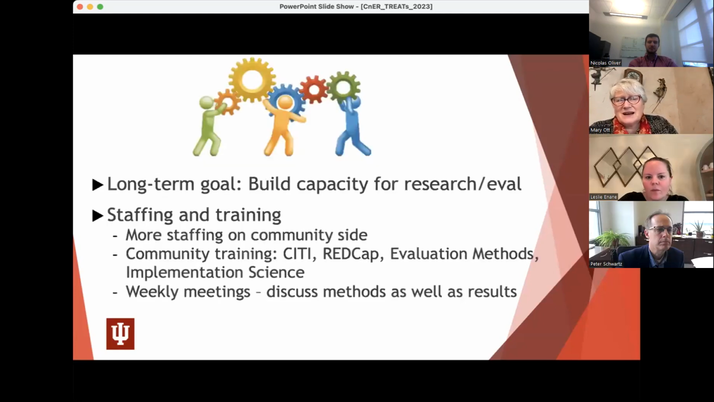One of the things that I have done is set up a long-term goal with my community partner to build their capacity for research and evaluation. We have always had more staffing on the community side and then run a really slim shop on the university side, with really minimal staffing and staffing that's not available on the community end. So, with a focus on analytic skills.